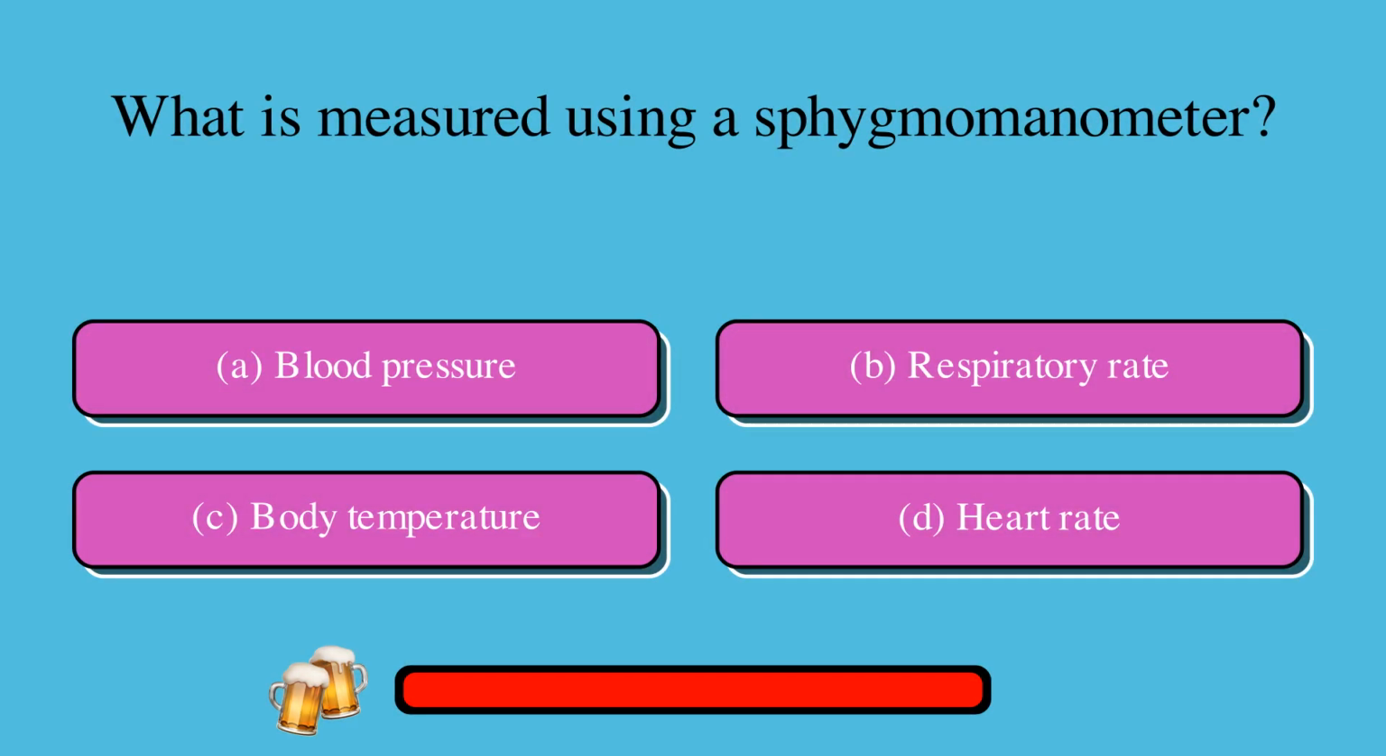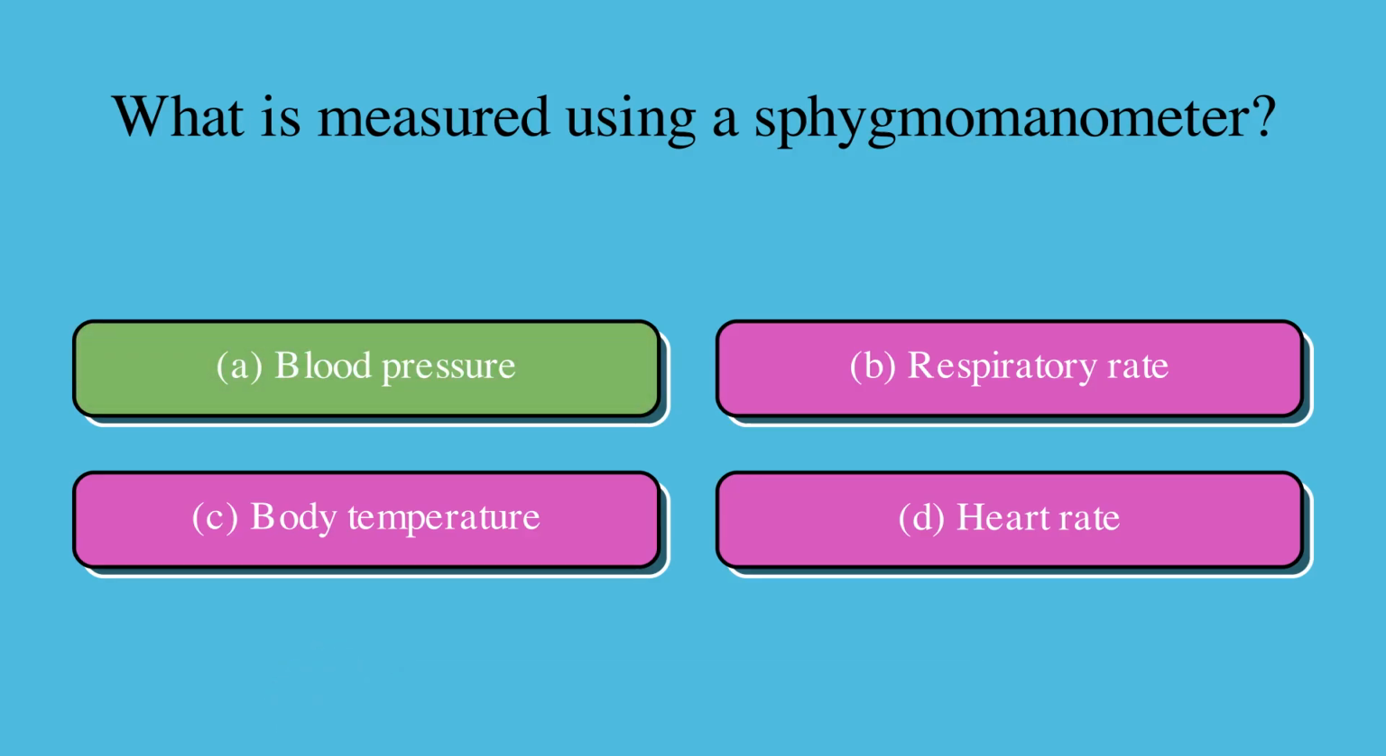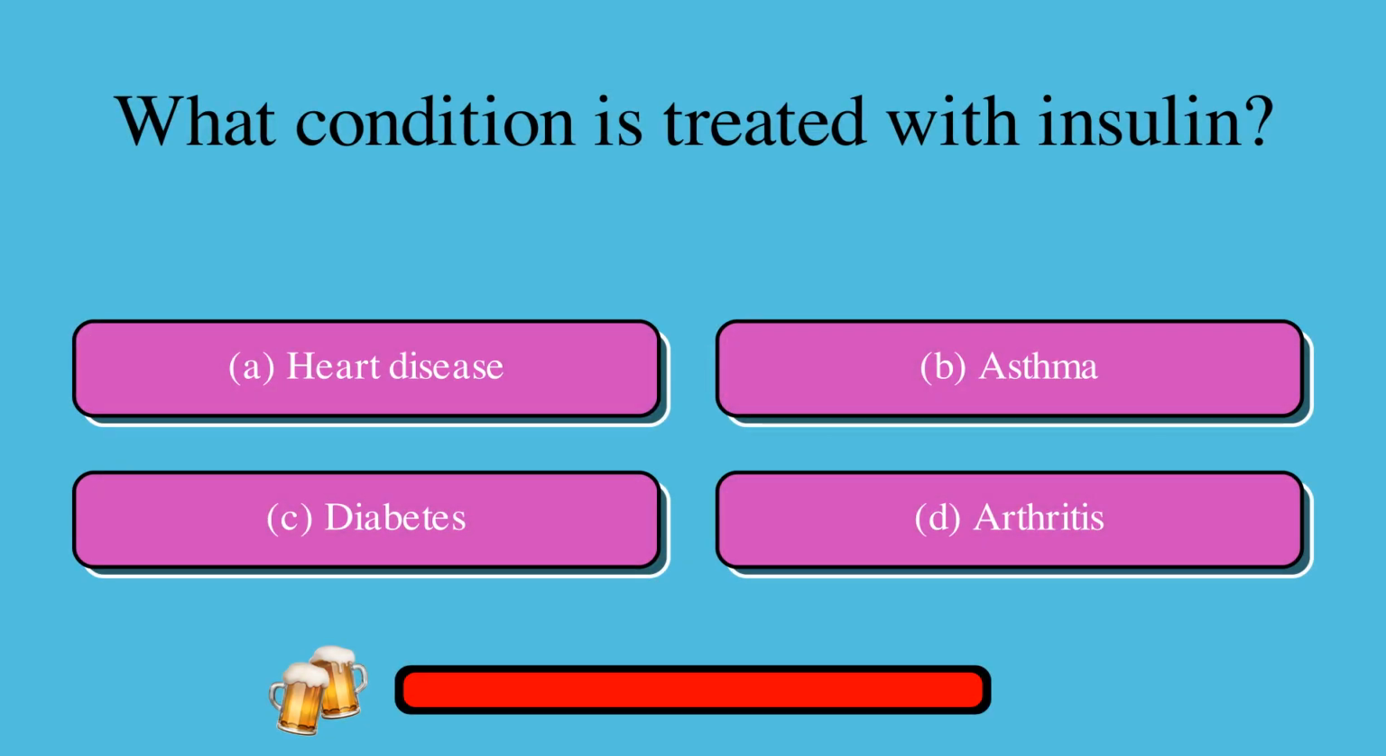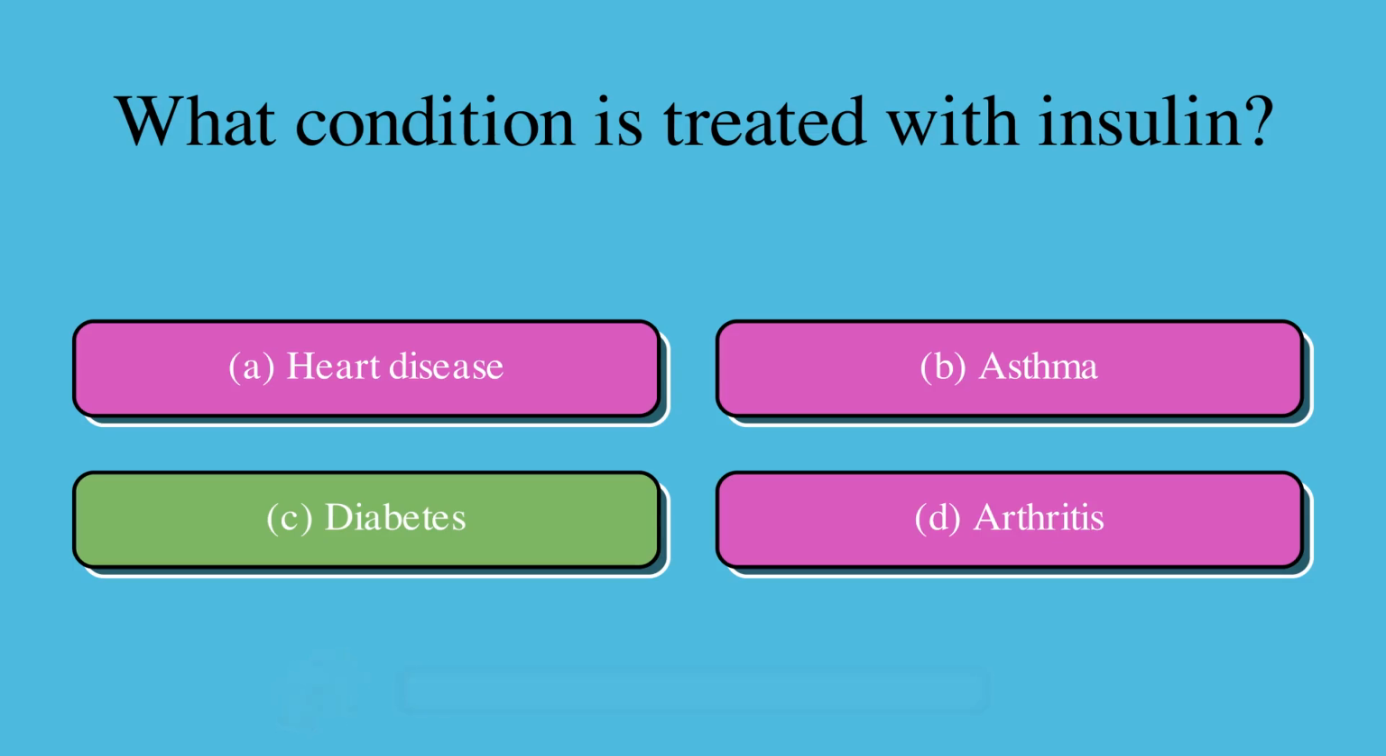What is measured using a sphygmomanometer? A, blood pressure, or B, respiratory rate, or C, body temperature, or D, heart rate? The correct answer is A, blood pressure. What condition is treated with insulin? A, heart disease, or B, asthma, or C, diabetes, or D, arthritis? The correct answer is C, diabetes.